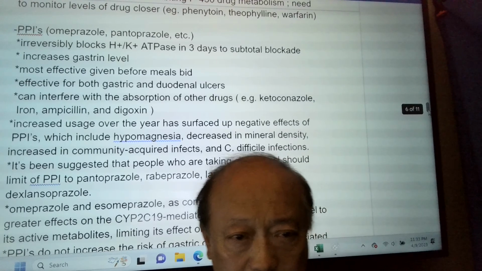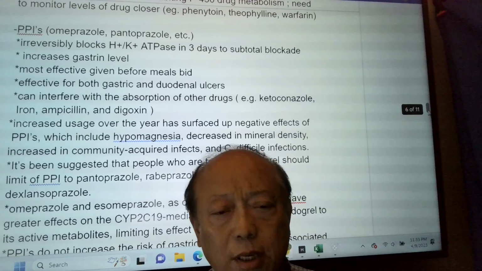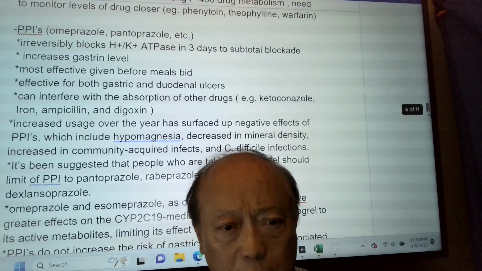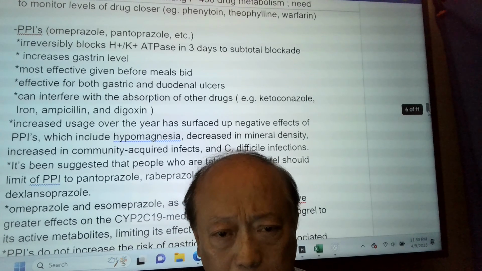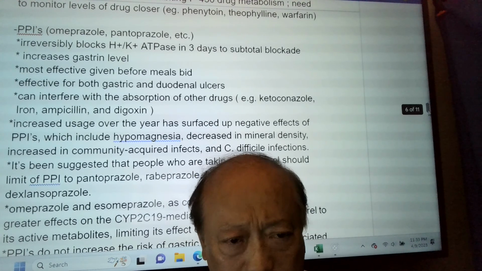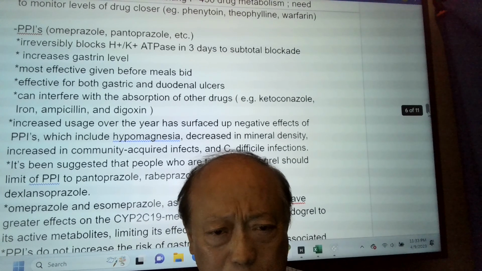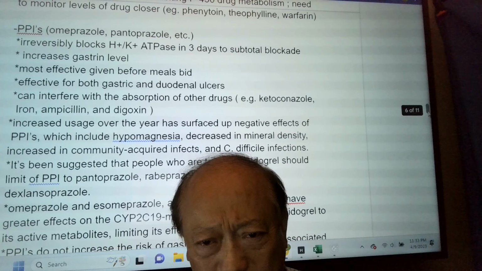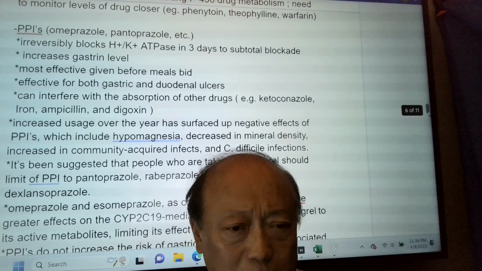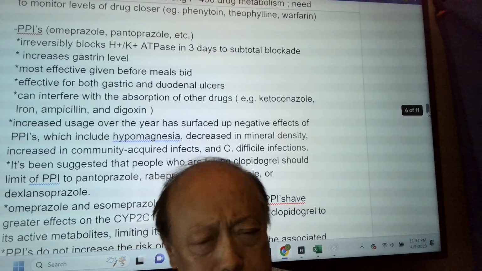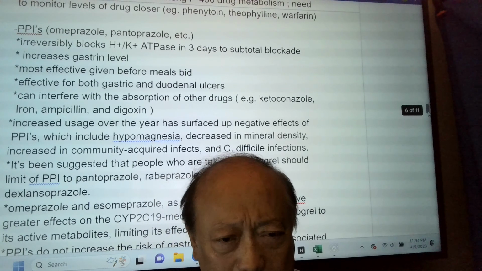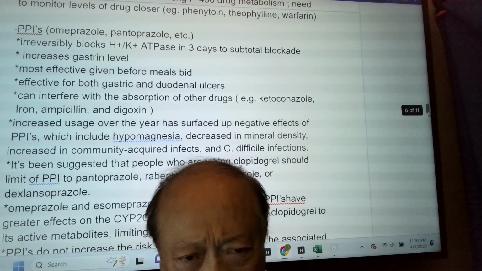Okay, PPIs, the purple pills, as the patients will tell you. Omeprazole, pantoprazole, etc. irreversibly block the hydrogen potassium ATPase, reaching a subtotal blockade in 3 days. PPIs increase gastrin levels.